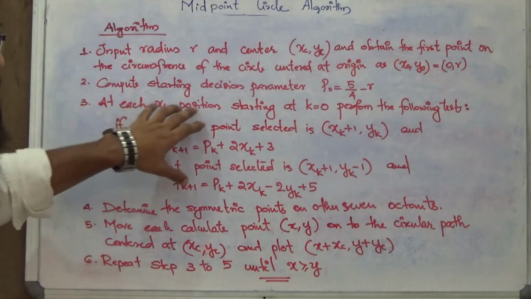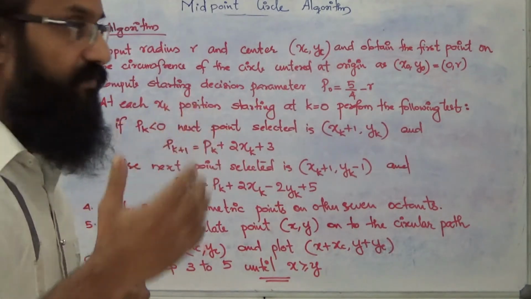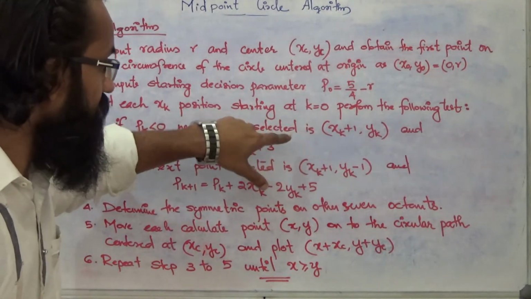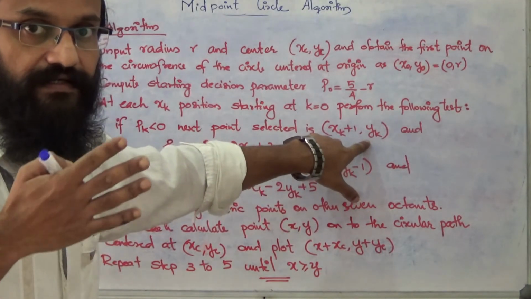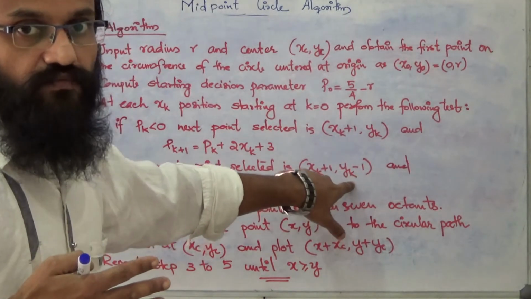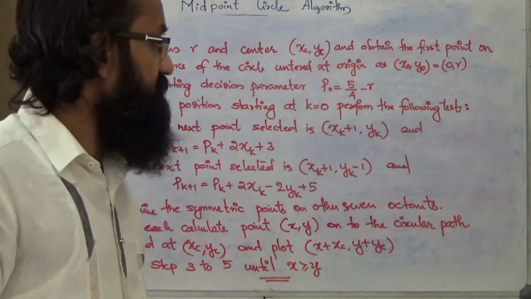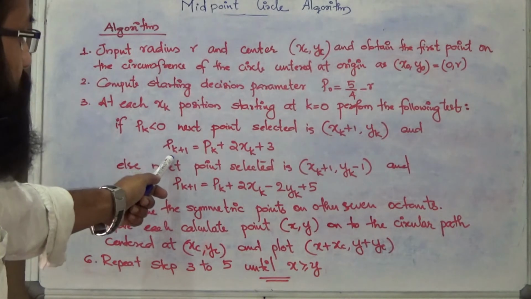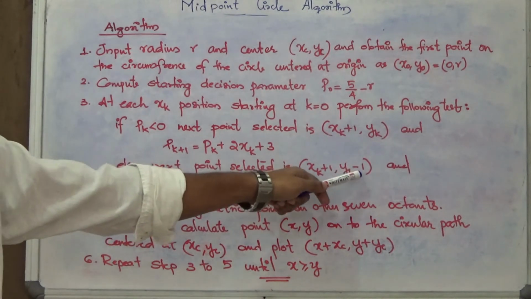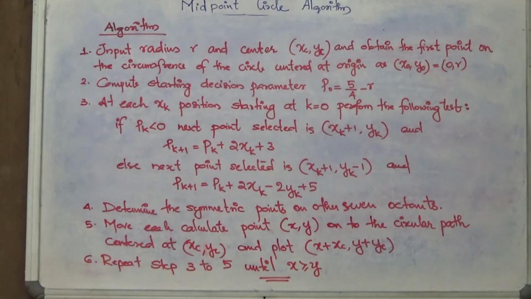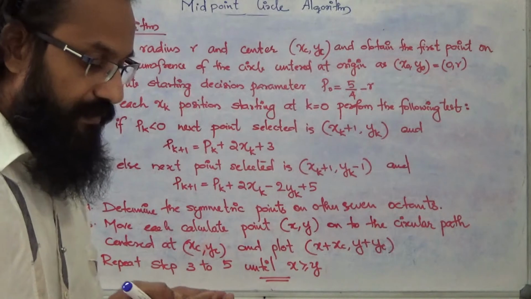Then at each xk position starting at k equal to 0, perform the following test. As I have mentioned, you have to sample x at unit intervals. So at each iteration, x value will get incremented by 1. So y value will be either the previous y value or previous y value minus 1. So if decision parameter is less than 0, the point plotted or selected will be xk plus 1, yk, and the new decision parameter pk plus 1 equals pk plus 2 xk plus 3. Otherwise the point plotted is xk plus 1, yk minus 1, and the new decision parameter is pk plus 2 xk minus 2 yk plus 5.